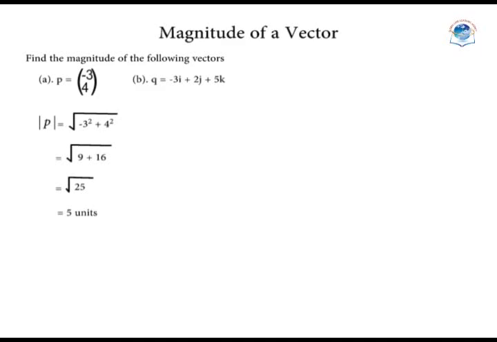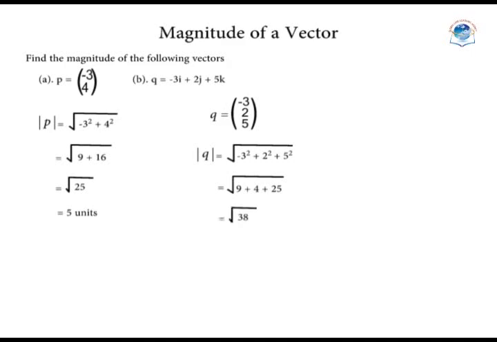B, Q = -3i + 2j + 5k. That can be written as Q = (-3, 2, 5). And so the modulus of Q is equal to the square root of (-3) squared plus 2 squared plus 5 squared. That gives us 9 plus 4 plus 25, that is the square root of 38. And correct to 4 significant figures, that will give us 6.164 units.